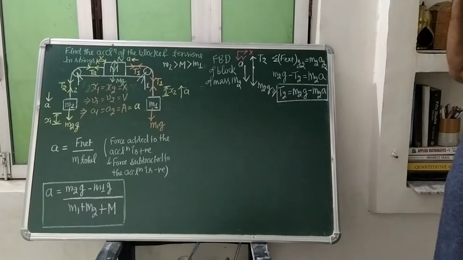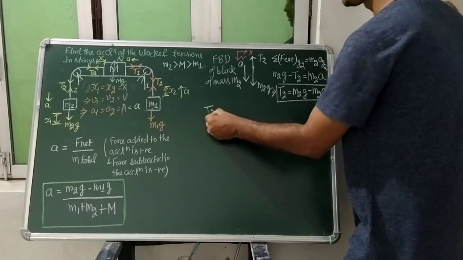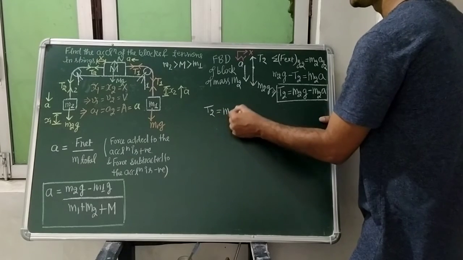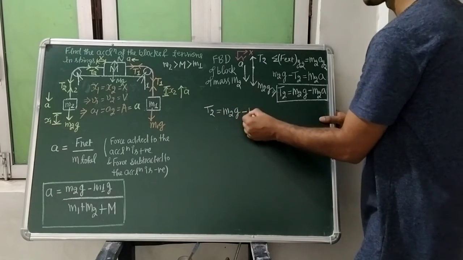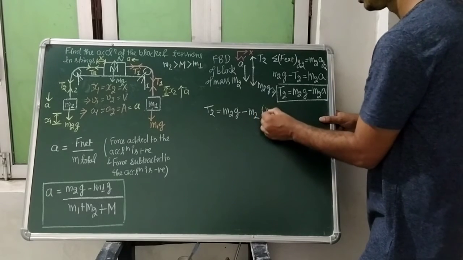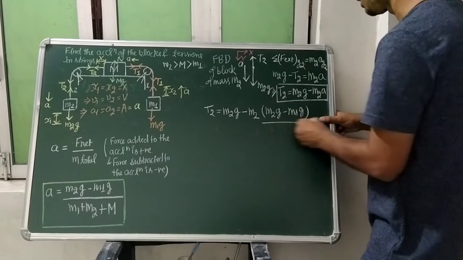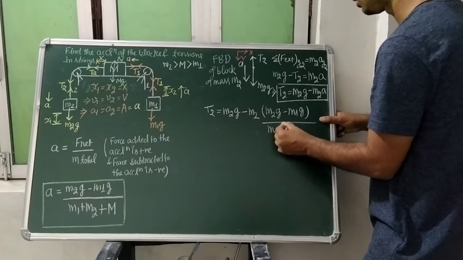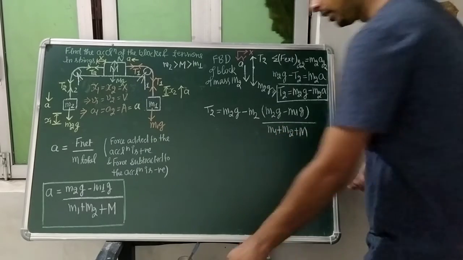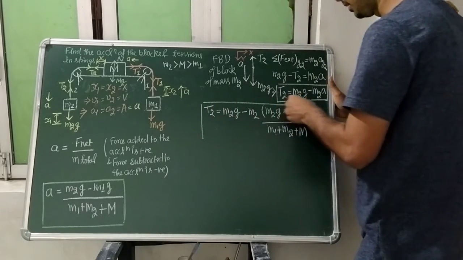And now what can you do, students? In place of A we can write the expression of acceleration. So this T2 will become what, students? This M2 times G minus of this M2. At the place of A, what will you write, students? This M2G minus M1G divided by total mass, that is M1 plus M2 plus this capital M only. Isn't this, students? So this will be the expression.